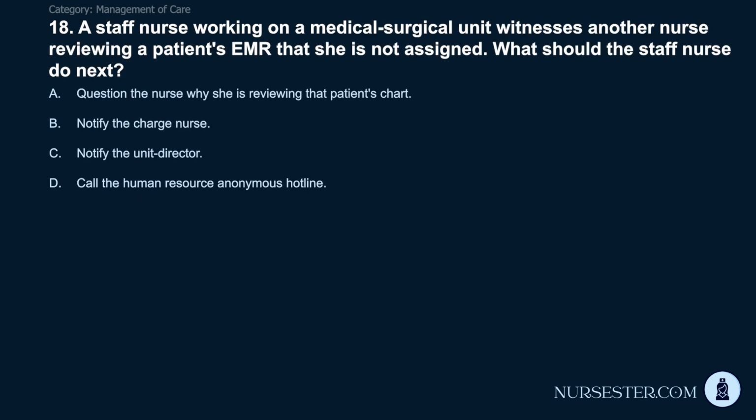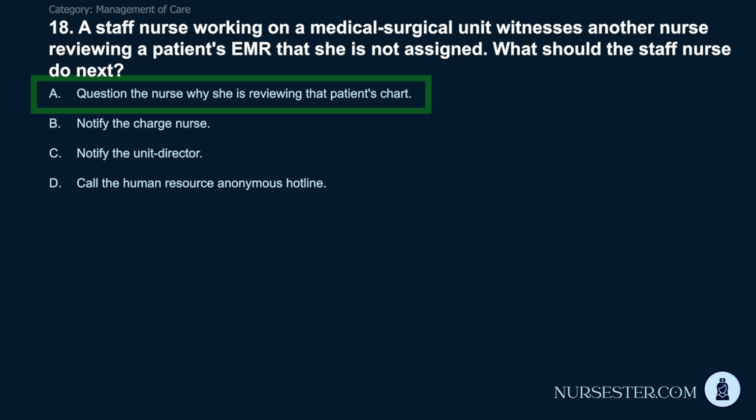18. A staff nurse working on a medical surgical unit witnesses another nurse reviewing a patient's EMR that she is not assigned. What should the staff nurse do next? A. Question the nurse why she is reviewing that patient's chart. B. Notify the charge nurse. C. Notify the unit director. D. Call the Human Resource Anonymous hotline.